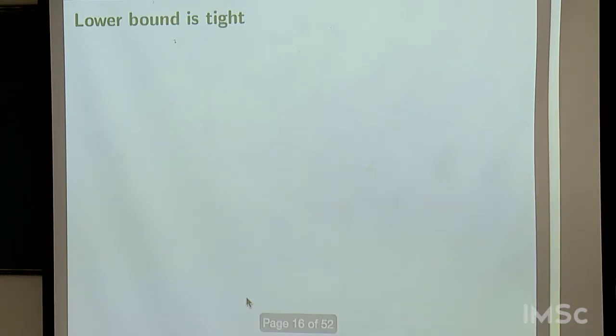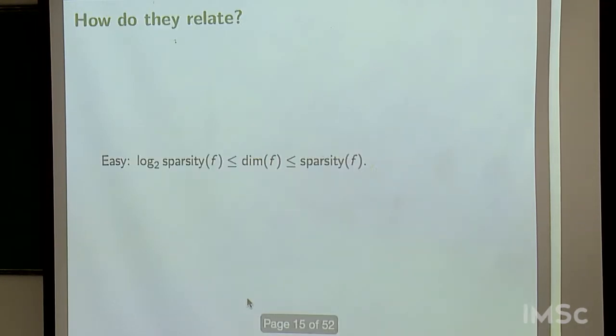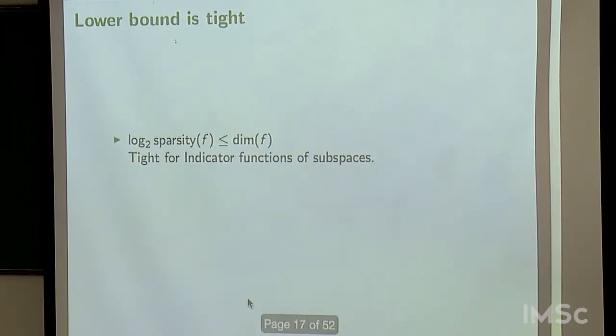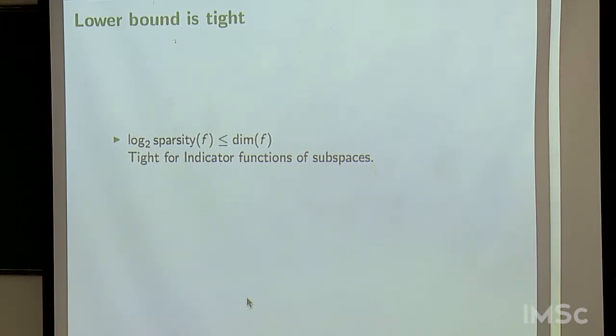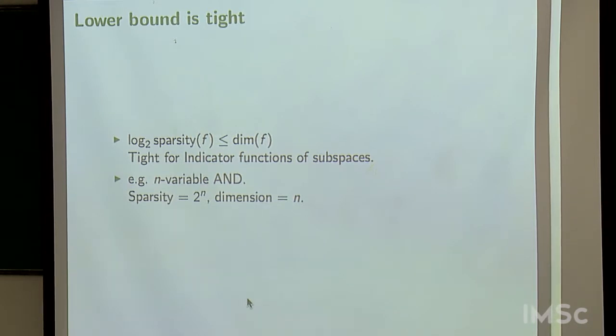So can we say something more? Let's look at the inequalities. Is there a function for which, for instance, the second inequality holds with equality? This is the question that we first ask. So for the n variable AND function, one can show that all the monomials feature in the Fourier expansion, so there are 2 to the n of them. And the dimension of the space is of course n, it's F2 to the n, the n dimensional space. So dimension is exactly equal to log of sparsity.